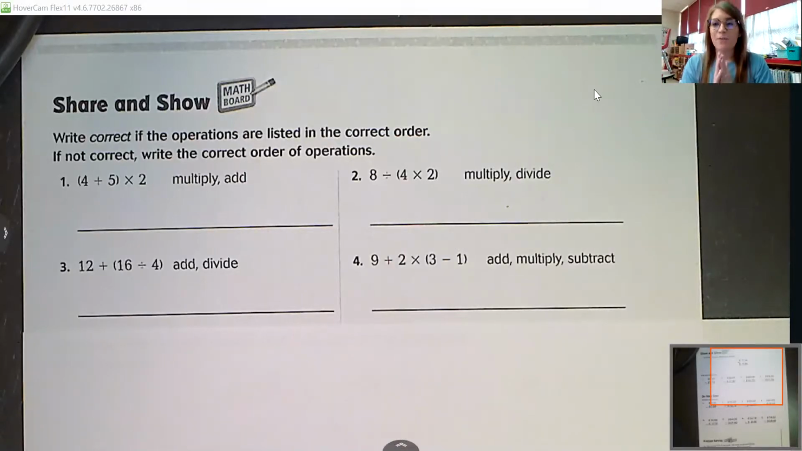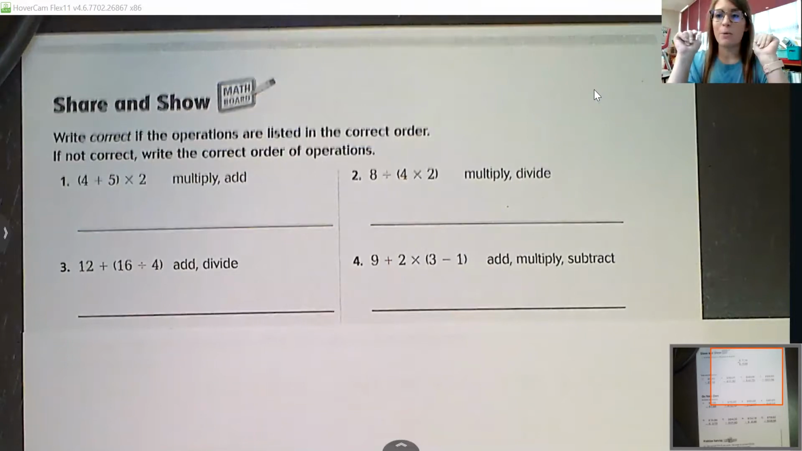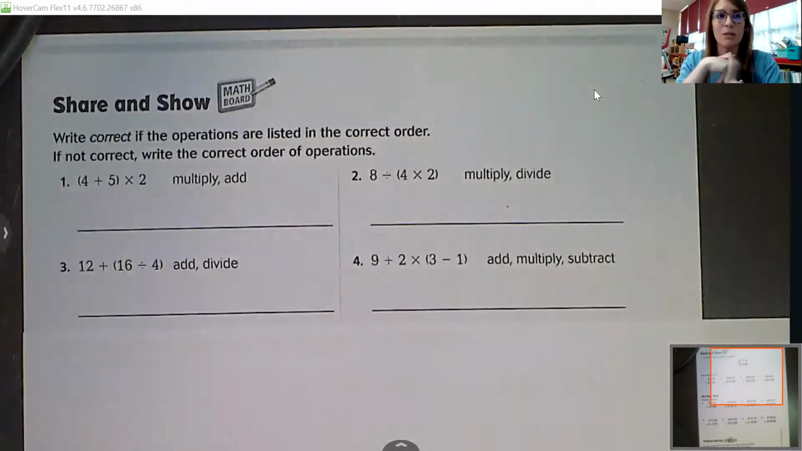All right, back with getting ready for fifth grade lessons. And now we are on lesson 3. And today we are talking about order of operations. So raise your hand if you remember what order of operations are. We talked about them very briefly earlier in the year.